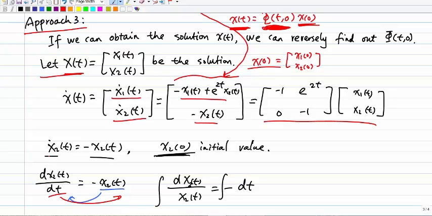The second equation is x2 dot t is equal to negative x2. This is the second one because it's quite easy to find. So let's start with this guy. Of course, my x2 0 is an initial condition, right? So we can find a solution.